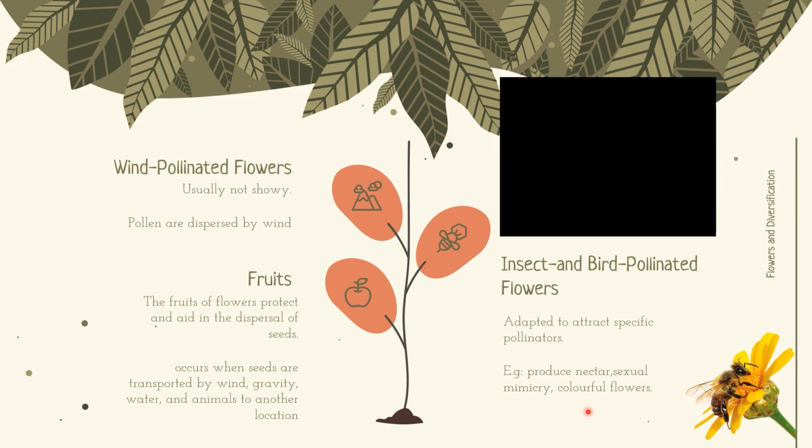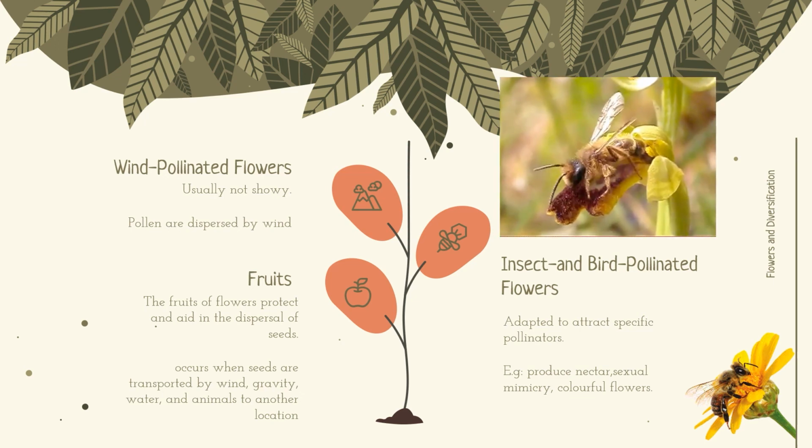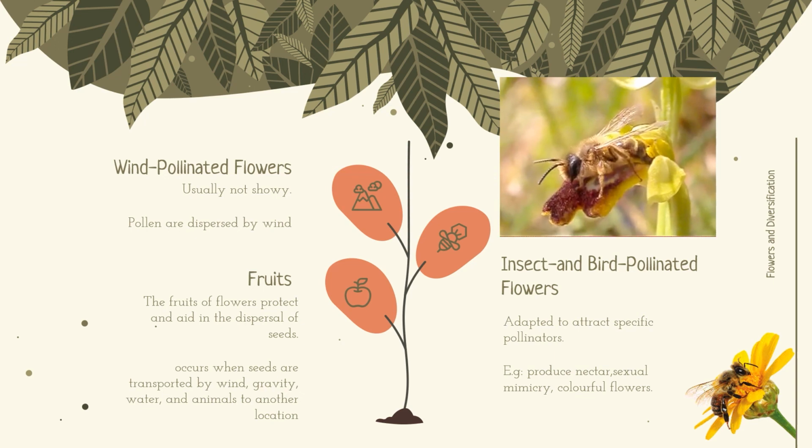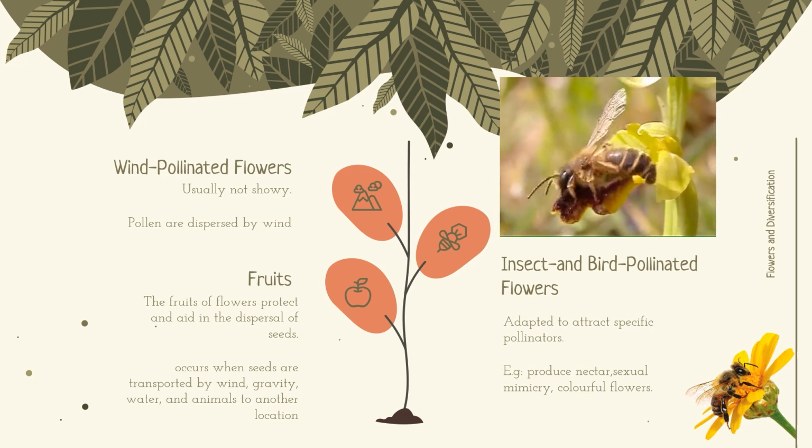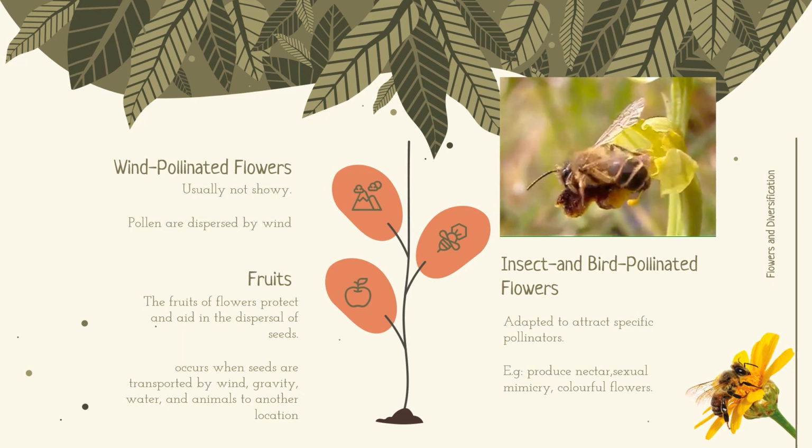This video shows how sexual mimicry of a flower works. So we can see here that the seed of the plant is actually attached to the insect.